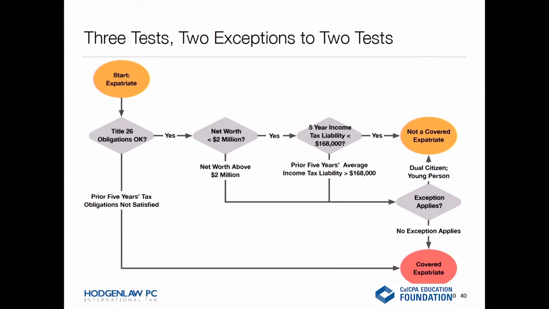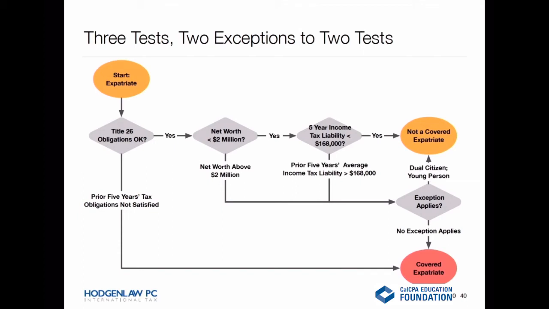But let's say that you can say that you filed the tax returns you needed to file, you paid your tax, and so you're in the yes category. So next you go over to, is your net worth less than $2 million? If no, then you go down and over to the right, see if an exception applies. If not, covered expatriate.